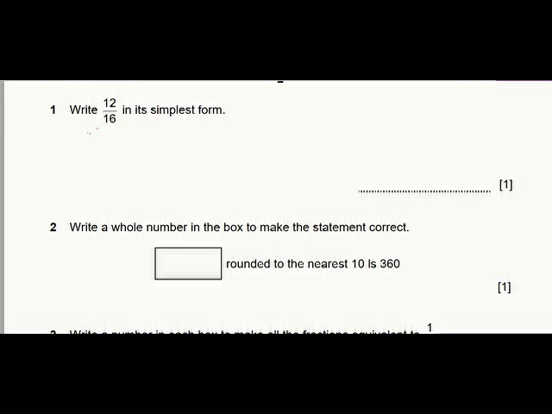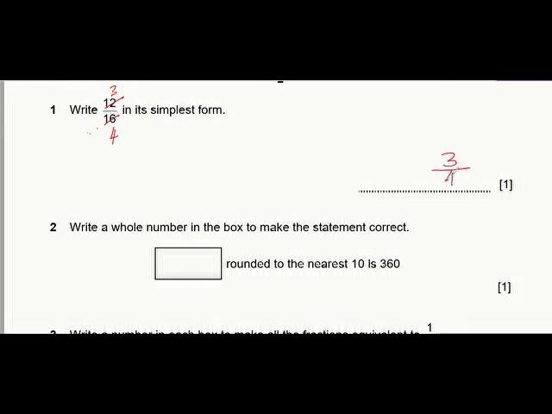It says write 12/16 in its simplest form, right? So we want to simplify, and we can tell 12 and 16 have halves. However, I don't want to go just with the halves. I might divide by 4. Yeah, so it will be 3, it will be 4. And 3 over 4 is the simple form of it.